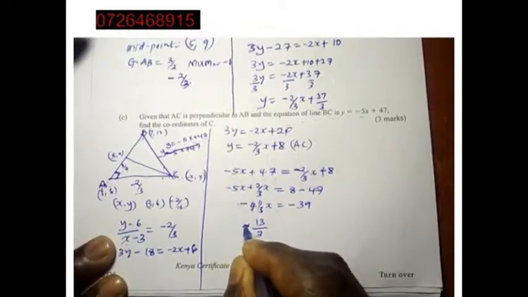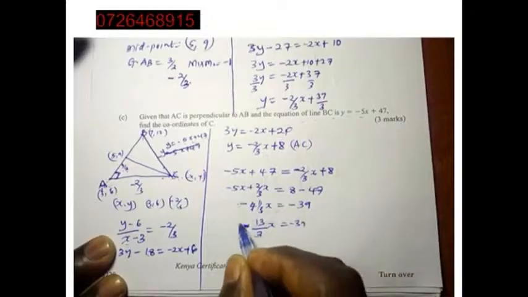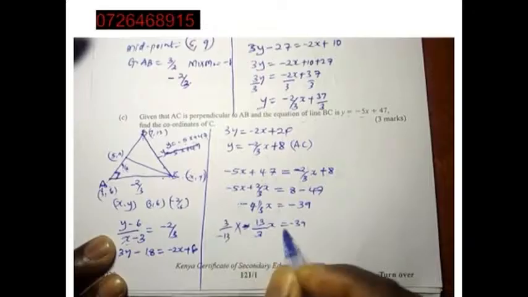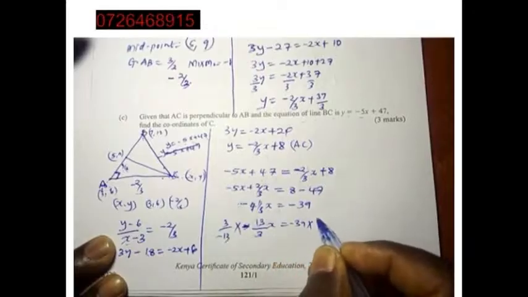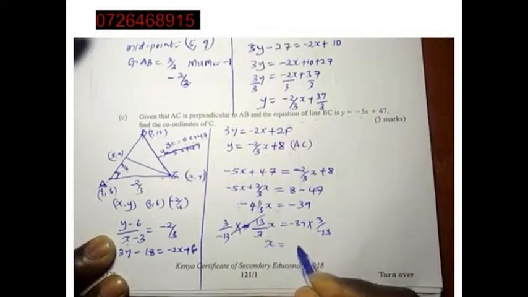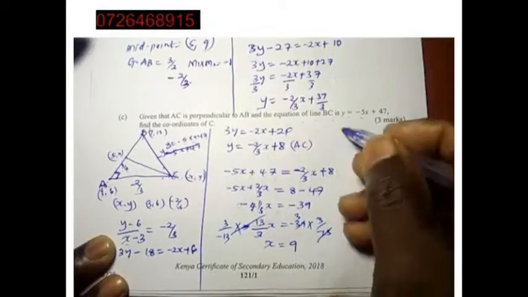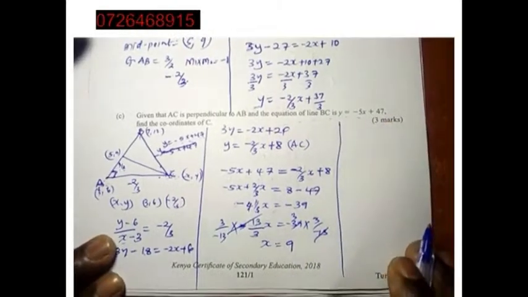Now negative 13/3 x equal to negative 39. So we can multiply both sides by 3 over negative 13. This one goes, so x itakuwa hii na hii itakuwa 3, so x is going to be 9. The value of x is 9.